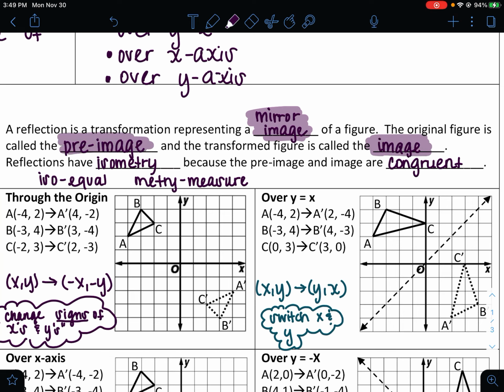I know this is really weird, but pre-image means before, and image means the after. All right, reflections have isometry because the pre-image and the image are congruent. Since both the original and the new are equal to each other, they're the same shape and size, we call that an isometry. Iso means equal, metry means measure.